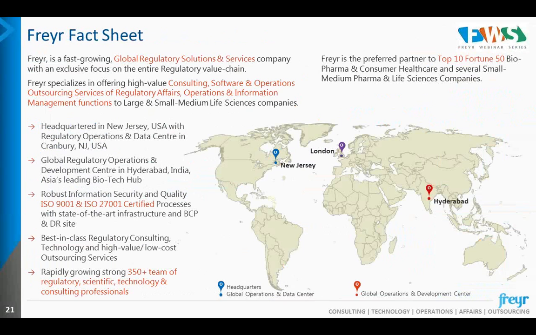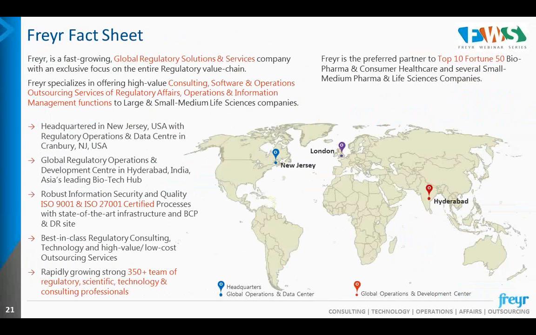Just to summarize the discussions, we'll move on to Q&A after this. I just wanted to summarize and introduce Freyr to everyone. We are one of the fastest growing full service regulatory consulting and operations companies. We are primarily based out of 3 locations: New Jersey in the US, near London in Maidenhead, and in India we're in Hyderabad. We're an ISO 9001 and ISO 27001 certified organization, probably the only organization that has both the certifications from a regulatory perspective.